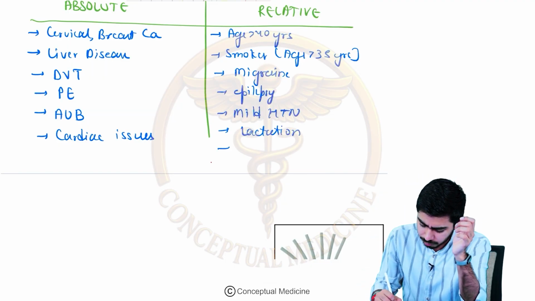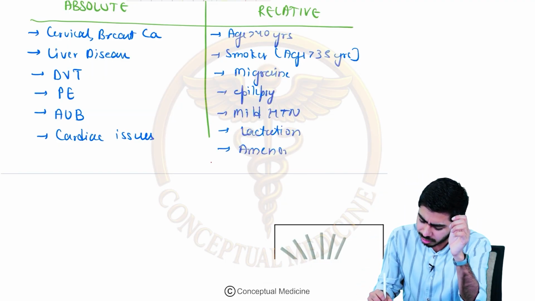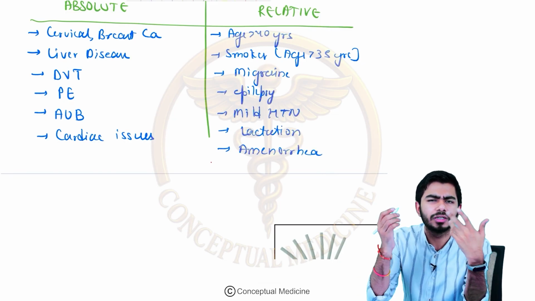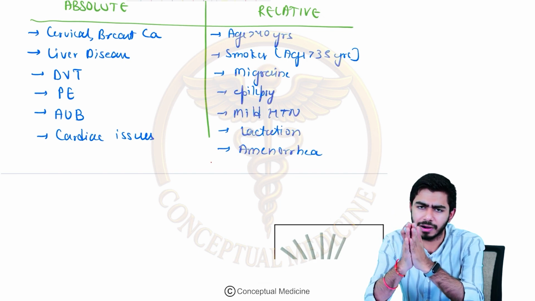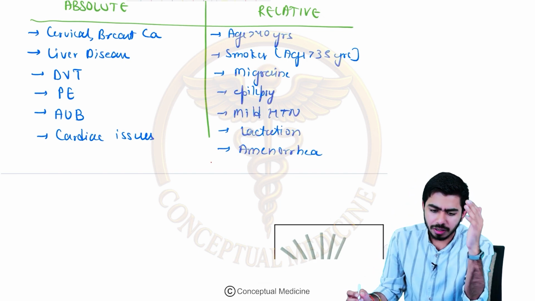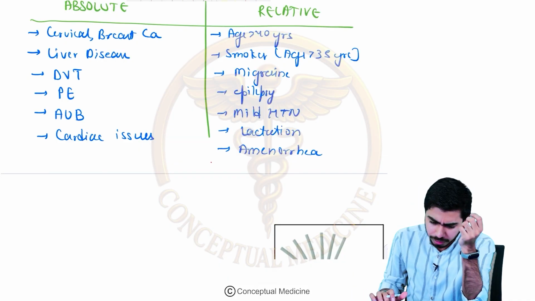Okay, with that, if some patient is on amenorrhea, right? So the list is actually long as far as relative contraindications are concerned, but absolute contraindications you have to remember, you have to know them, okay, right? So once we are clear with that, now we shall move on to the implants.